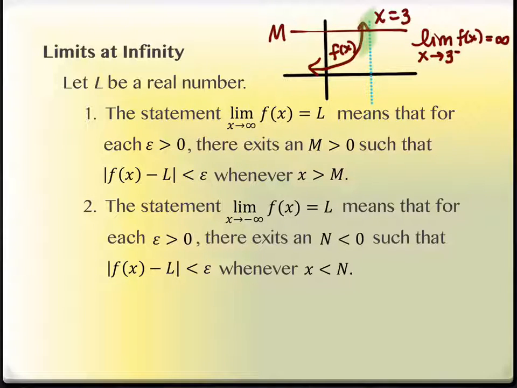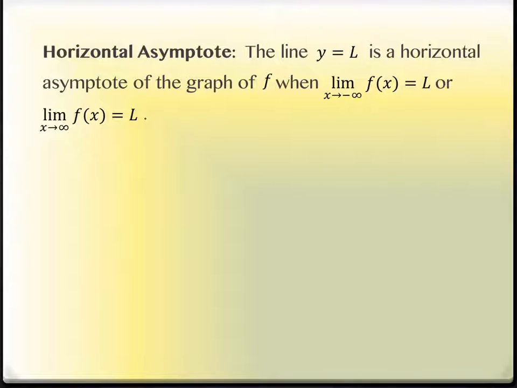Okay, so take a look then at horizontal asymptote. The line y equals L is a horizontal asymptote of the graph f when the limit as x approaches negative infinity of f of x equals L, or the limit of f of x as x approaches infinity is equal to L. And I had a picture on the last slide that I could duplicate here, and I will, because it works just fine.